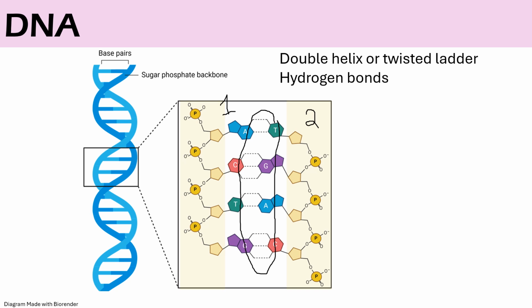Why hydrogen bonds? They're weak. Why would you want to have weak bonds in something that basically holds the instructions for your life? Well, you need to access those instructions. And the hydrogen bonds make the DNA easy to break apart and easy to reform in order to duplicate it or to access the recipes to make proteins from it.